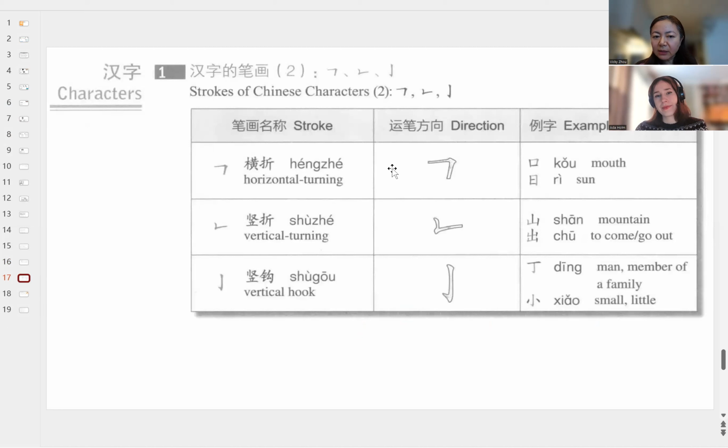This part is how we write the characters. When you write characters, follow these rules. It helps you write quicker, especially when you later learn calligraphy. Let's take a look at this example. This ko, we first write the left side, and then the heng zhe, and then close it. And for r, the same: first the left side, then heng zhe, and then close it.